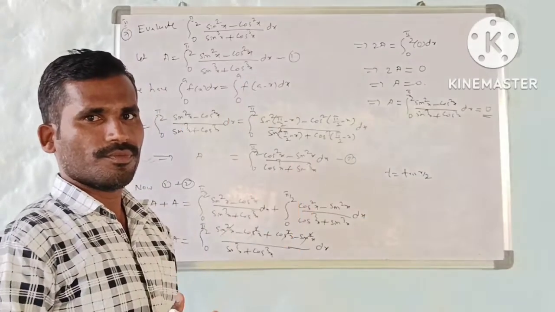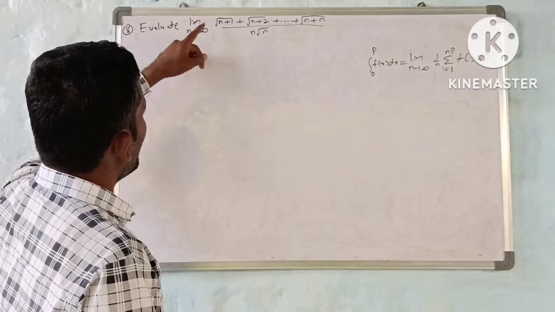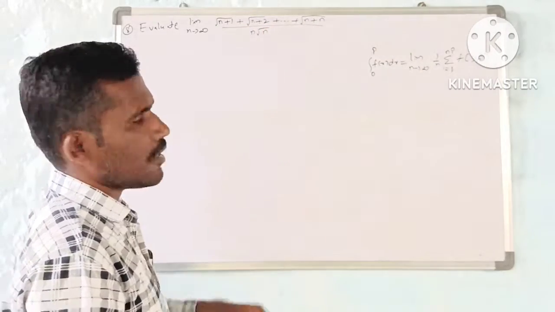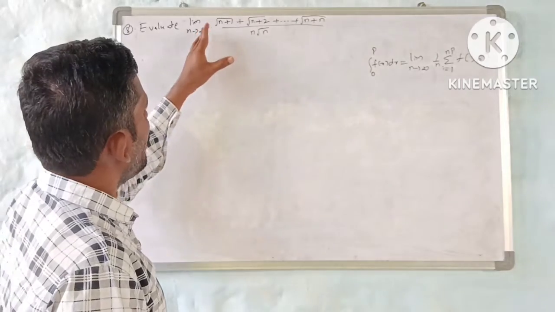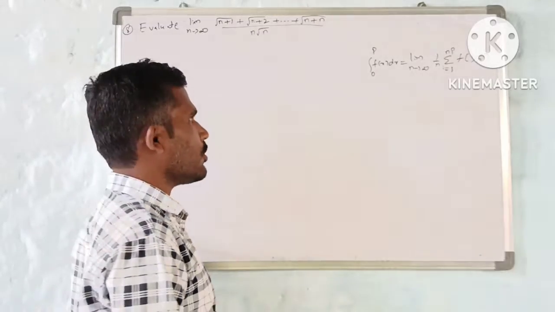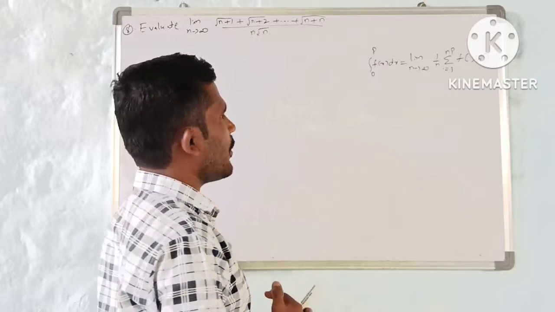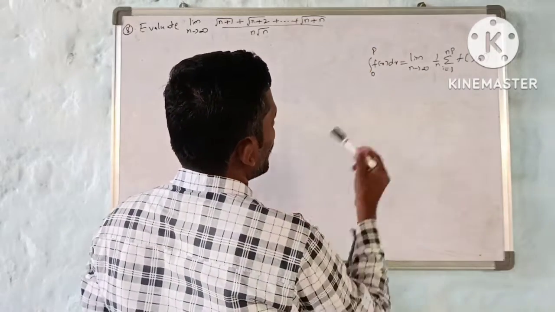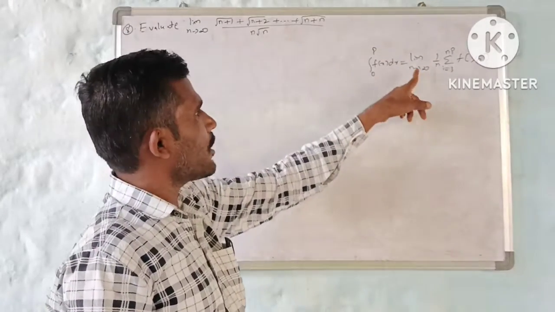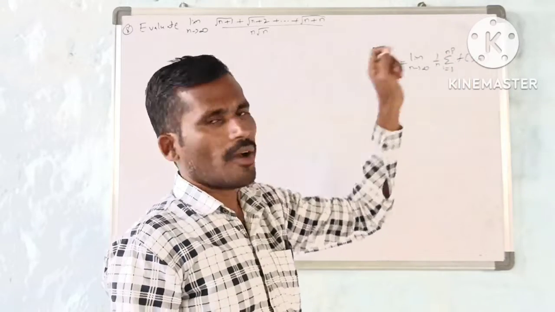Now the next one, evaluate the limit as n tends to infinity of root n plus 1 plus root n plus 2 and so on plus root n plus n, by n root n. We are given the limit of a sum, so we have to evaluate it. We have the property, the first fundamental theorem of the integral calculus: integration 0 to p f of x can be written as limit n tends to infinity 1 by n summation i equals 1 to np f of i by n.